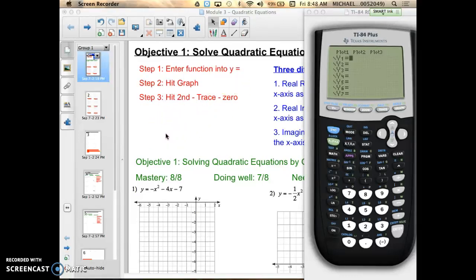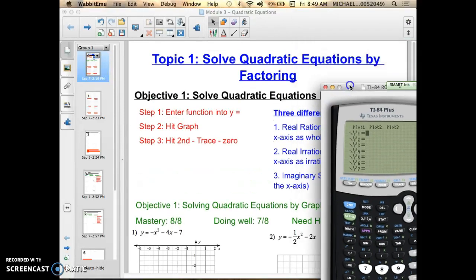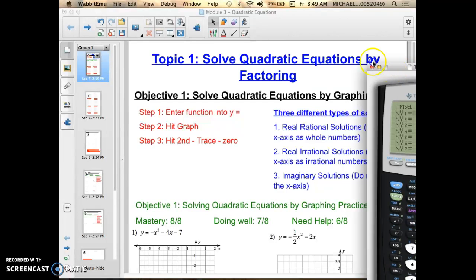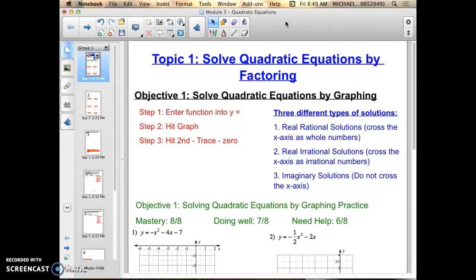This is Module 3. In the beginning of it, we are in Topic 1 of Module 3. Let me get this calculator out of the way for now. Topic 1 of Module 3 is solving quadratic equations by factoring. We just got done graphing quadratic equations and figuring out how to draw the graph if given a function, and vice versa, writing an equation based off a graph, finding graph features, all of those things. And now we're going to solve quadratic equations.